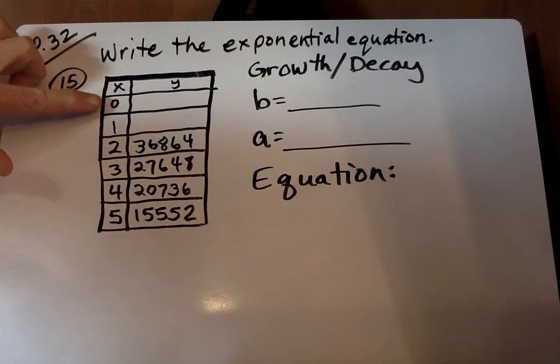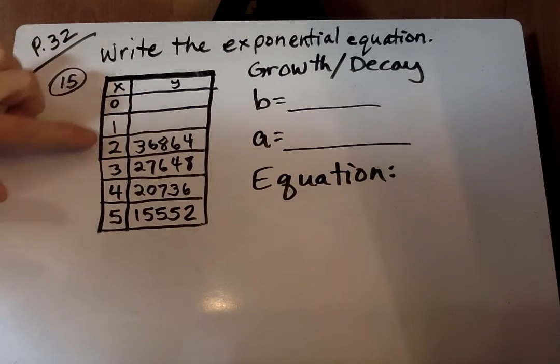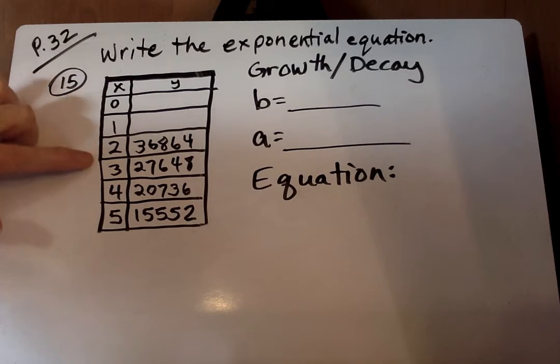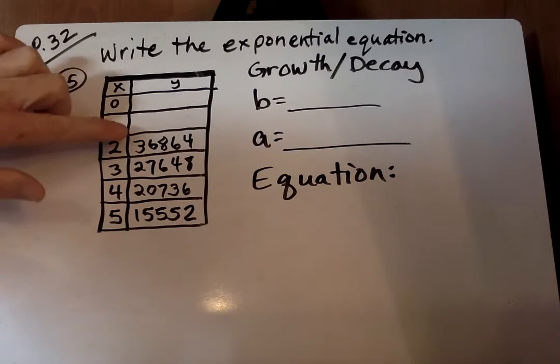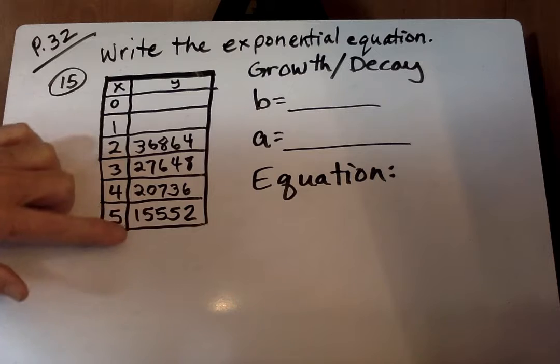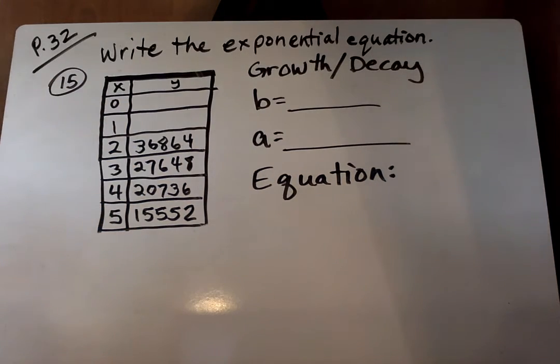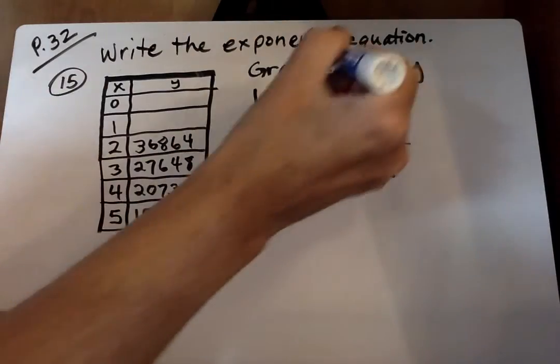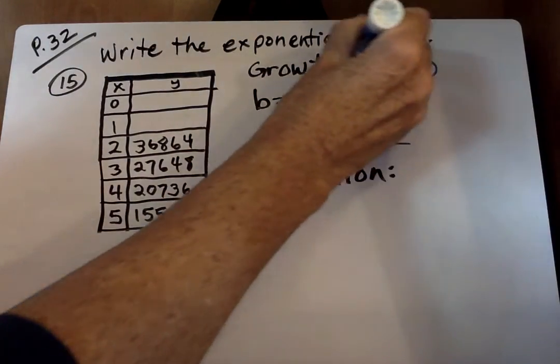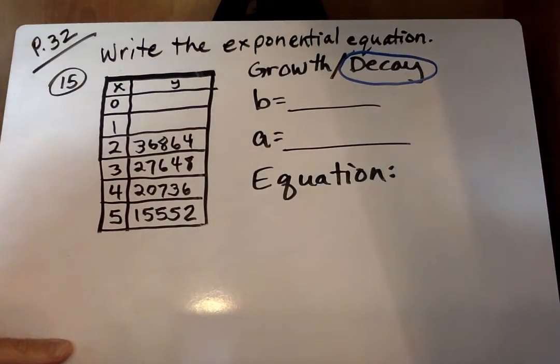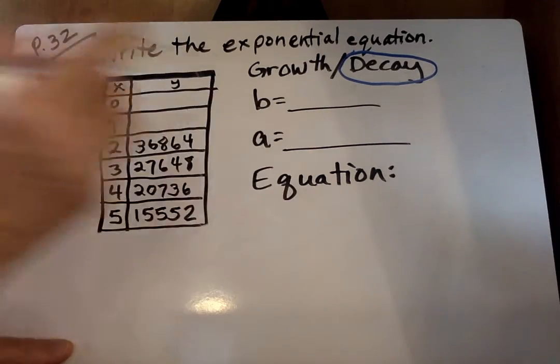Now, if you look at your table here, what is happening with the numbers? These numbers are going one at a time. That's important to note. Now, what's happening with these numbers? That's right, they're going down. So is that growth or decay? You are correct. It is decay. Now we have to figure out what B is and what A is.